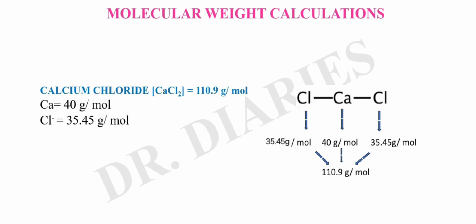The next example is calcium chloride, which is CaCl2. Here, there is 1 calcium atom, and there are 2 chloride atoms. Molar mass of calcium is 40 grams, and of chloride is 35.45 grams multiplied by 2. So the molecular weight of calcium chloride is 110.9 grams per mole.